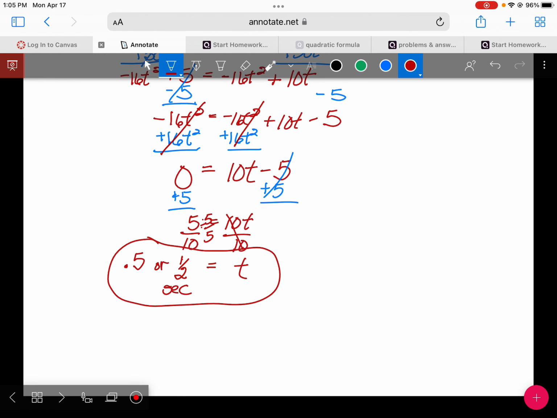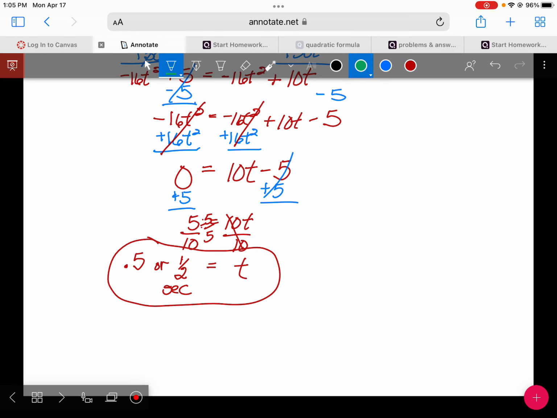Substitute t of 1/2 back in for which equation though? You could do both. Do I have to do both? No, because the heights were the same, right? So I can put it in either one and solve for y. Does anybody have a preference? Maybe we do the second one because that has one less term.